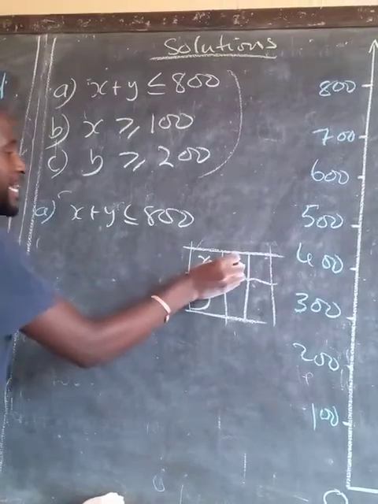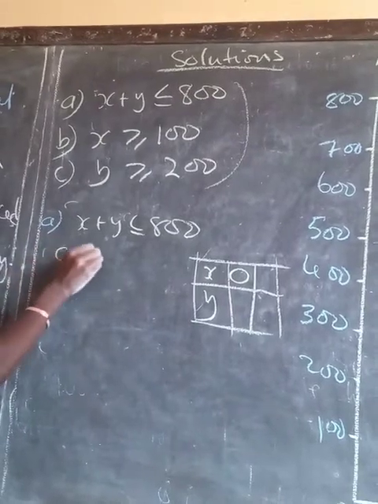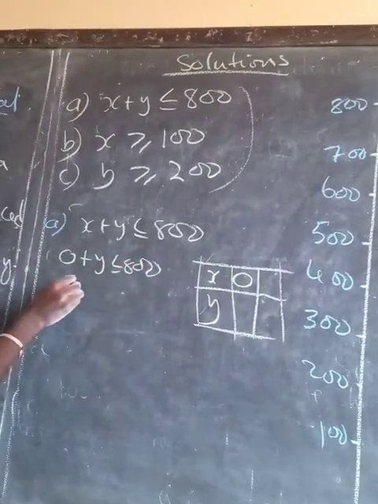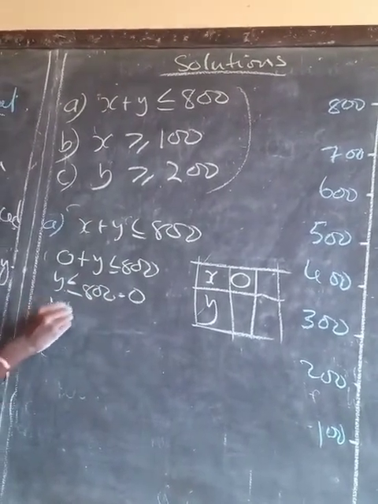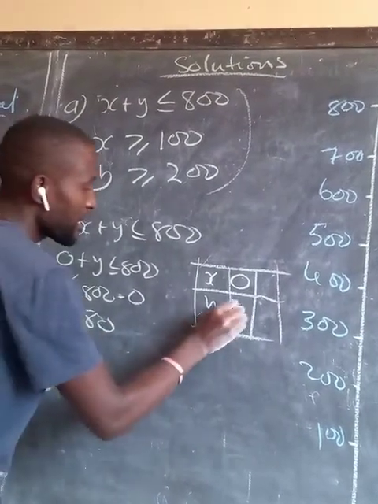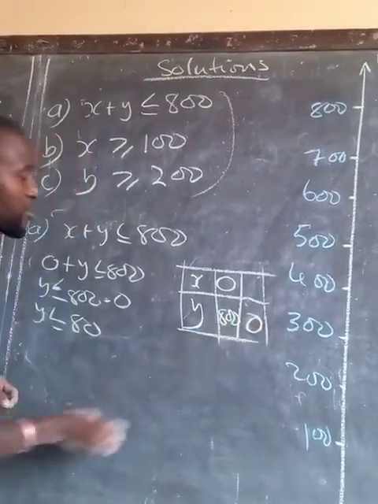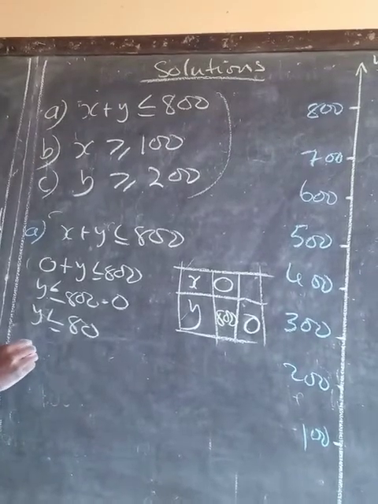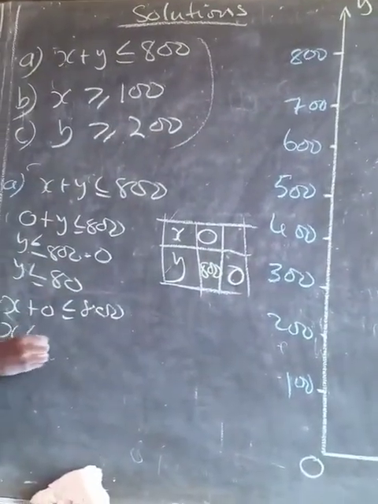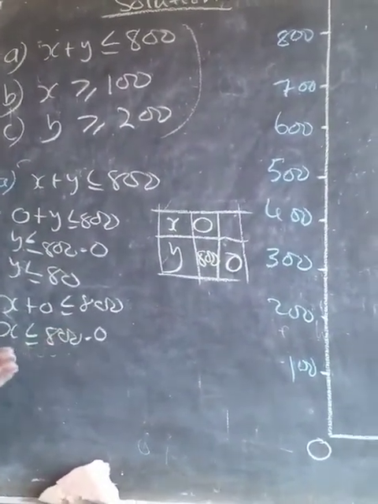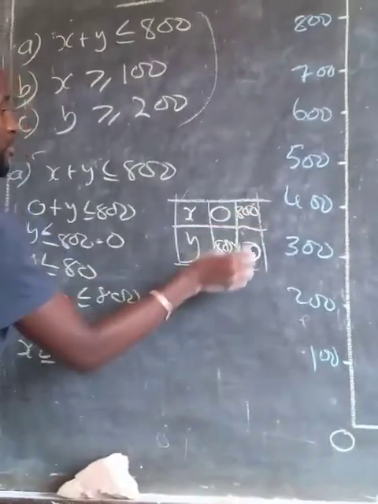So let's say that if my x is equal to 0, what will be my y? We just replace x with 0. It will be 0 plus y is less than or equal to 800. So y is less than or equal to 800 minus 0, which is y is less than or equal to 800. So this will be 800. I found 0, 800. Now, what if y is 0 itself? What will be my x? So x plus 0 is less than or equal to 800. Therefore, x is less than or equal to 800 minus 0, which is x is less than or equal to 800. So x again will be 800 if y is 0.